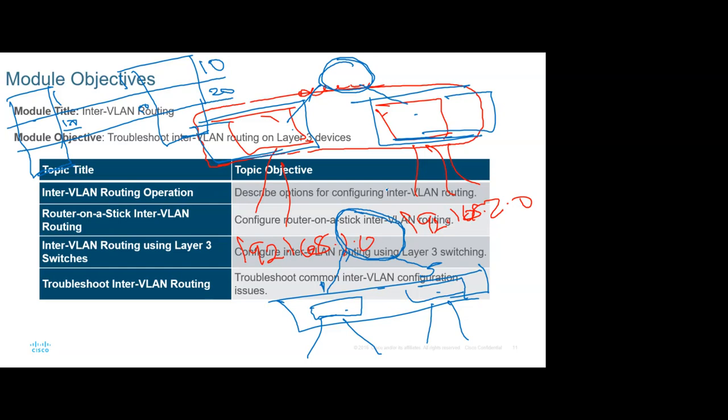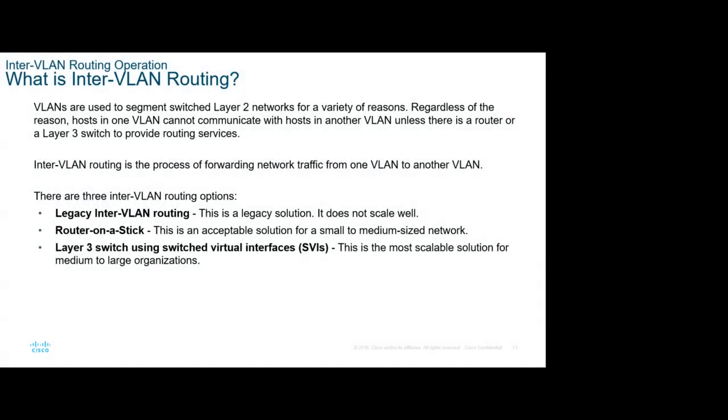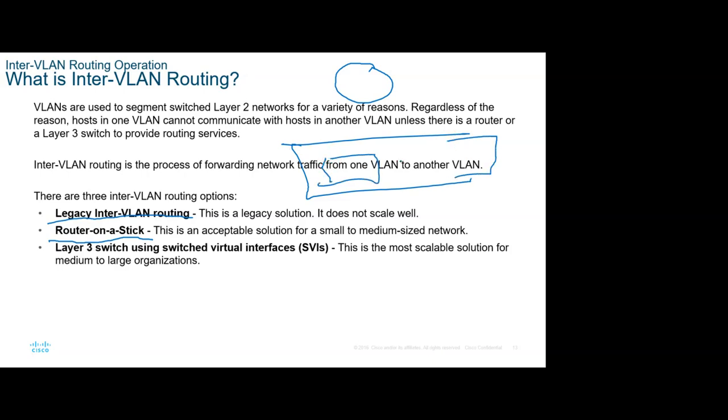Okay. Now we have another method. So this is legacy inter-VLAN routing, and I'm going to show you. Then we have what you call router on a stick. You have your router, and this is our switch with 2 VLANs. I'm using 2 VLANs because that is what we have in our Packet Tracer. These computers here belong to VLAN 10, and this is VLAN 20.